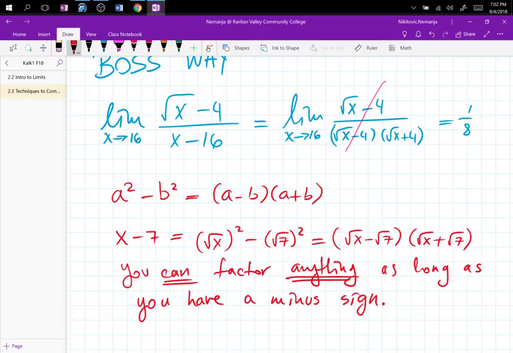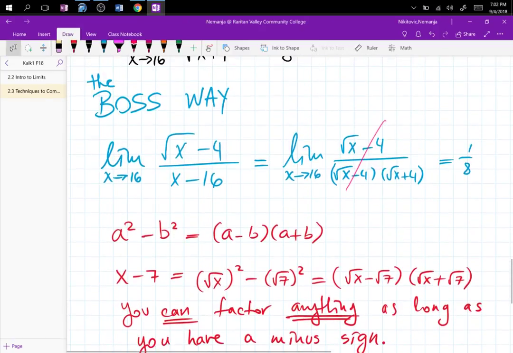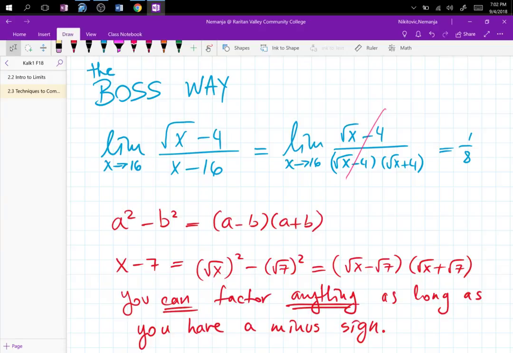You can factor anything as long as you have a minus sign. If there is a plus sign, your factors will be complex, with i's, with the imaginary number i. So the only thing that is required of you is to have the minus sign here. In terms of factoring, you can have whatever you want over there.